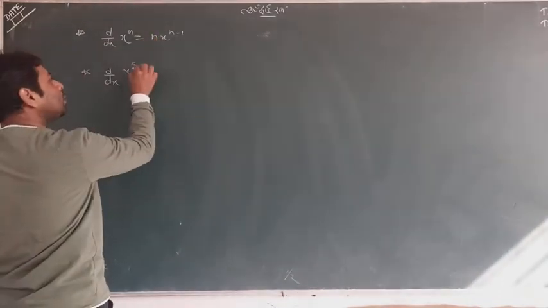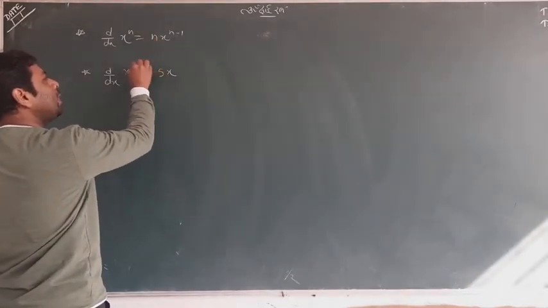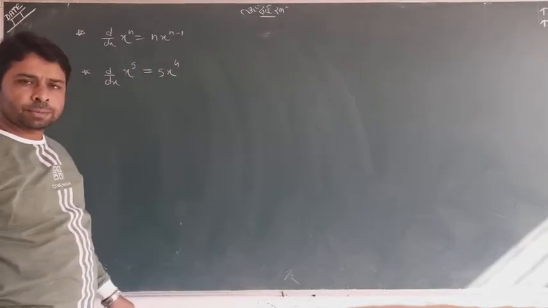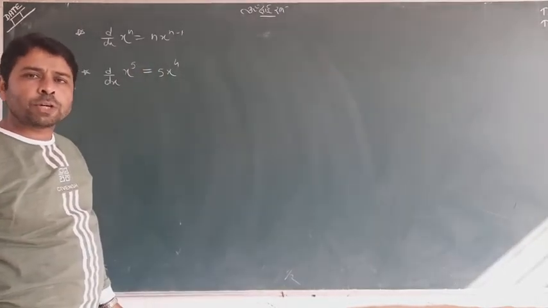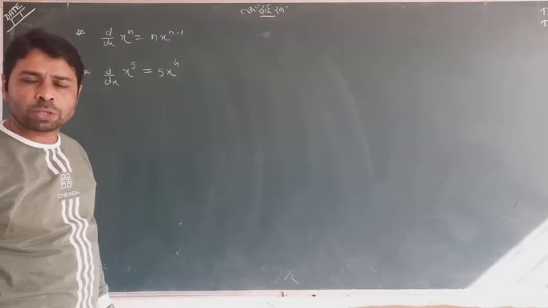Power will come in front. So power is 5, and 1 will be reduced from the power. It is 4. Answer. I didn't use first principle here. I used the formula, and that is how I got an answer.